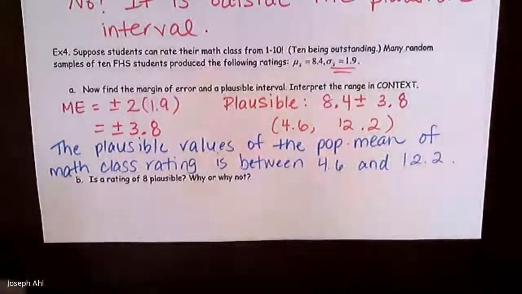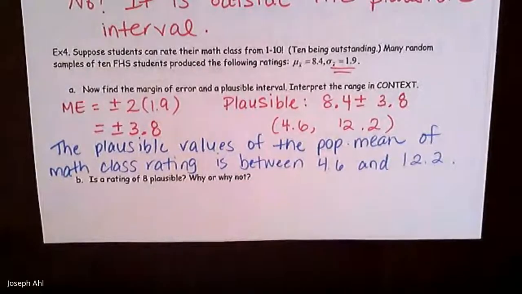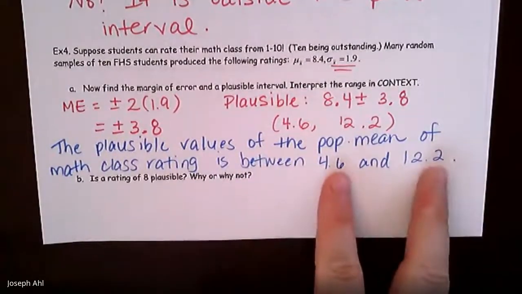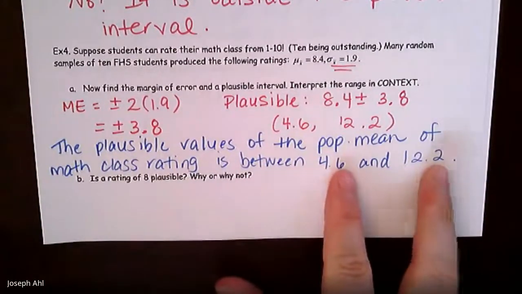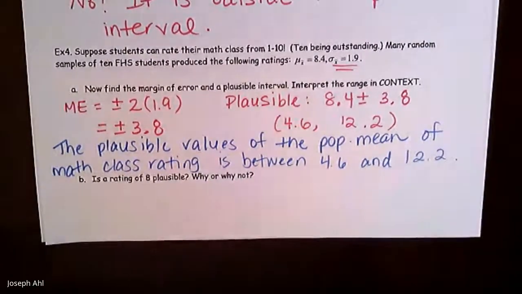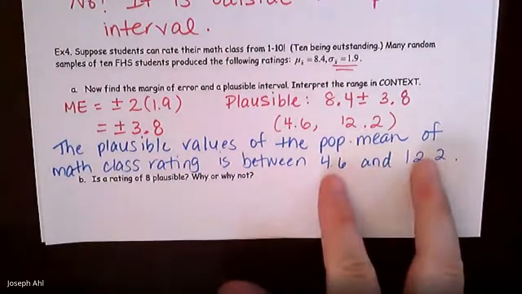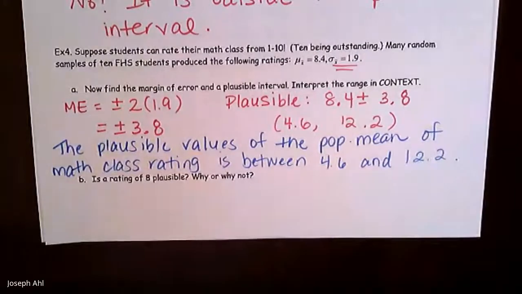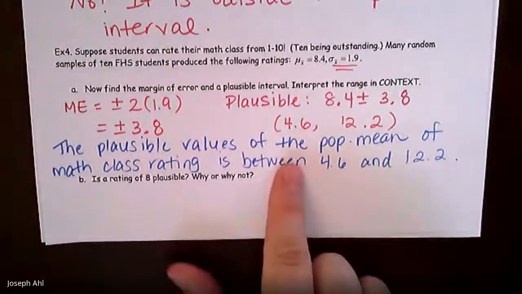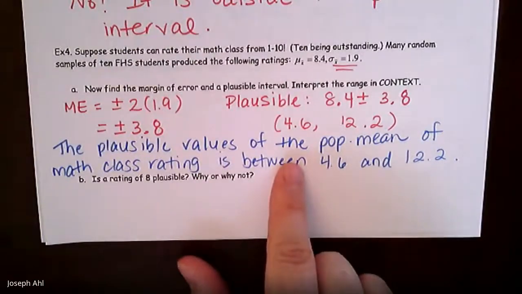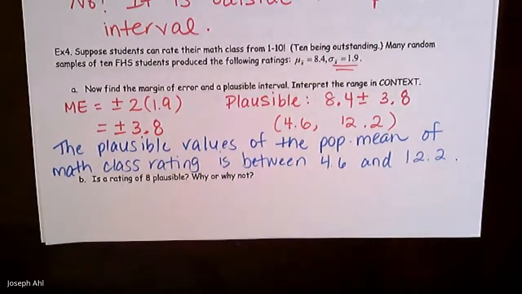Okay, so if I were to take a random sample of 10 FHS students, and I got an answer from 4.6 to 12.2, which I know 12.2 is not possible in this scenario, but anyway, any number in this range of values would be likely to happen. If I had a random sample of 10 students and I got a number below 4.6, then I would say, nope, it's probably not very likely that that will happen. I guess it could, but you found 10 very disgruntled math students in the high school, which is just not the case.